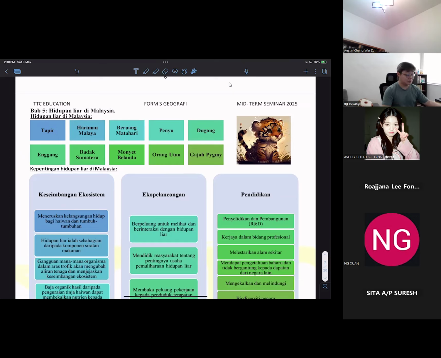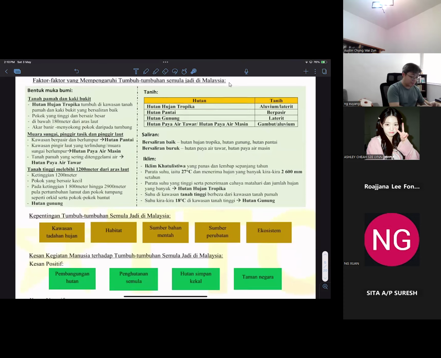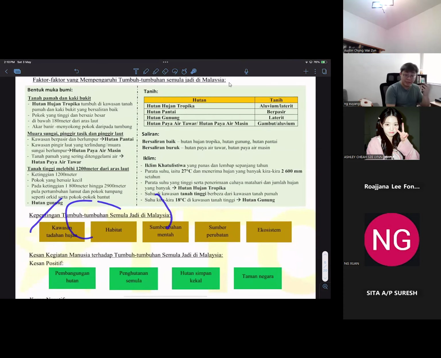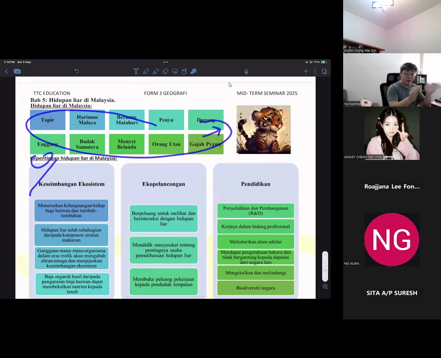If you didn't take TDC tuition, or you just refer to the TDC tuition nota in your Bab 5, which is the April nota, try to focus on at least 3 animals. I think you can already score 4 to 8 marks here just by the ciri-ciri haiwan yang hampir pupus di Malaysia. The kepentingan is quite the same as the kepentingan for Bab 4. Tumbuh-tumbuhan semula jadi is plants, flora. Fauna is the animals.